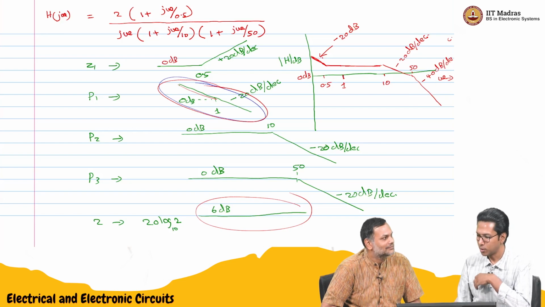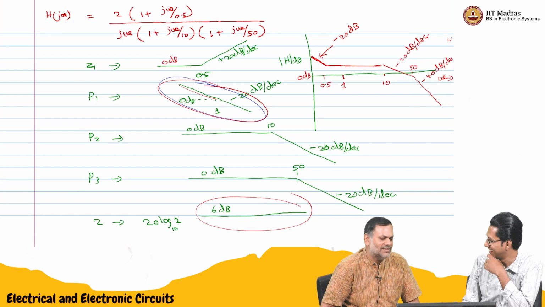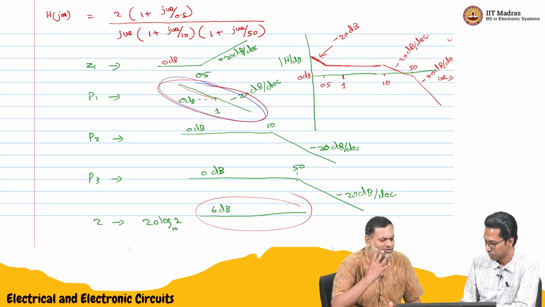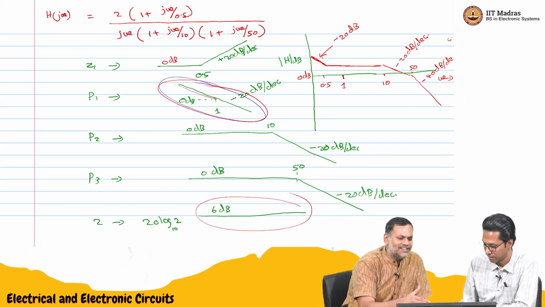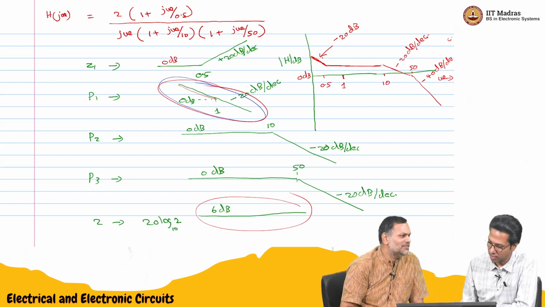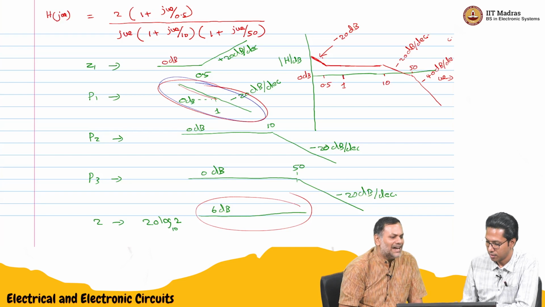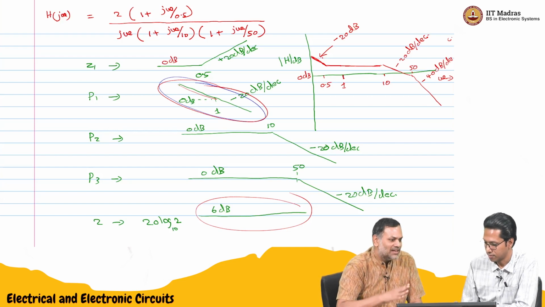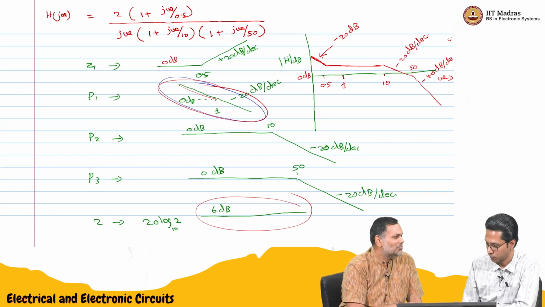Okay, phase plot, maybe I will skip. But I think they should understand that it's relatively straightforward, just like we did for the magnitude. They can do the same thing for phase. At the pole frequency or zero frequency, it will add either plus 45 or minus 45 degrees, depending on two things: whether it's a zero or a pole, and whether it's a positive pole or a negative pole.